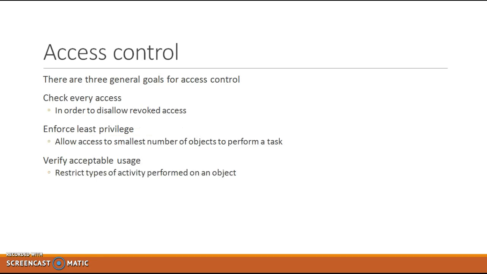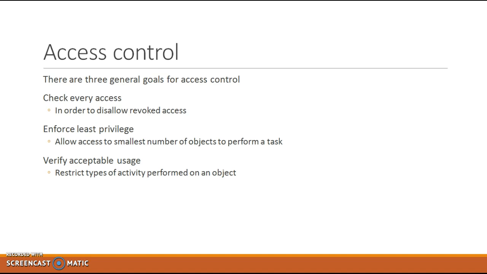There are three general goals for access control. What are the access control goals? Check every access. For example, in order to disallow revoked access, you need to see every access for the printer or for the network. Then it is your choice whether to disallow or allow it. Enforce least privilege means allowing access to the smallest number of objects needed to perform a task, so you give least privileges to each object. The next one is verify acceptable usage, which restricts the types of activity performed on an object. You can restrict your control to a specific object according to your own desire.